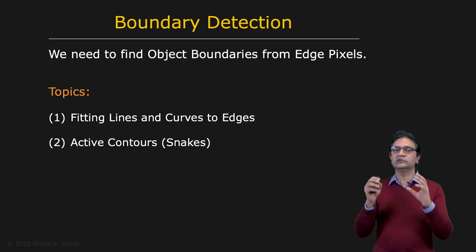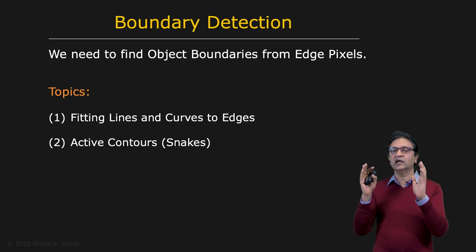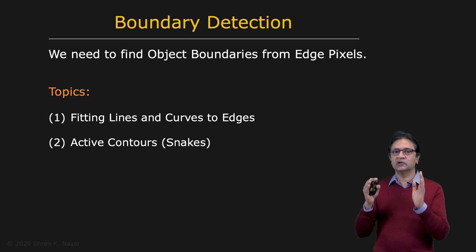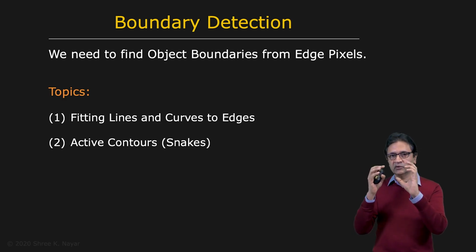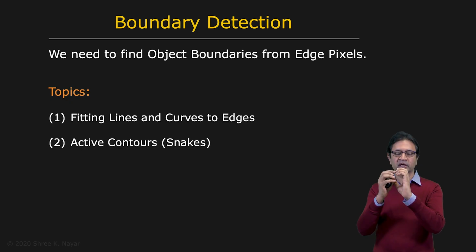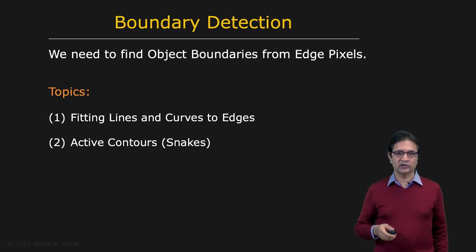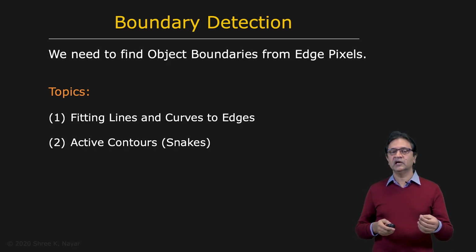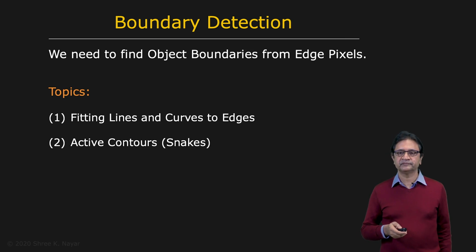And now what you want to do is take this contour and iteratively modify it or deform it so that ultimately it goes and latches on like a rubber band to the actual boundary of the object. So we'll see how we can set up the problem of active contours and how we can compute them efficiently.